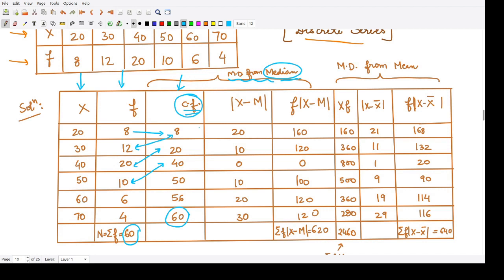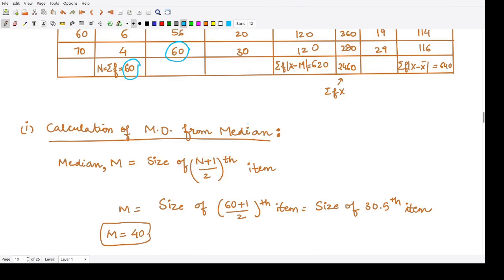Now what we do, we first calculate the median. For median, we will look for that object whose size would be n plus 1 by 2. Here what is n? N is 60. 60 is even, right? So here we should use this formula n by 2 instead of n plus 1 by 2. It should be n by 2. So what would be n by 2? It would be 60 by 2. That means 30th item.